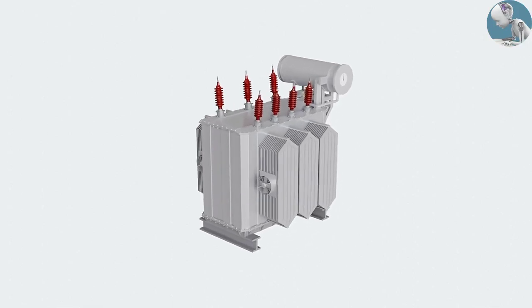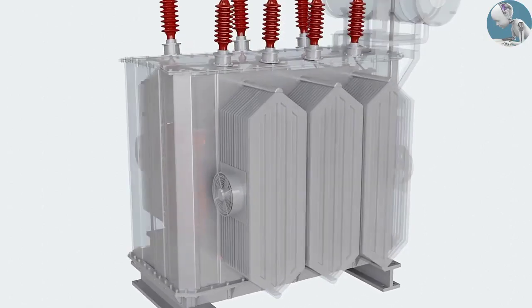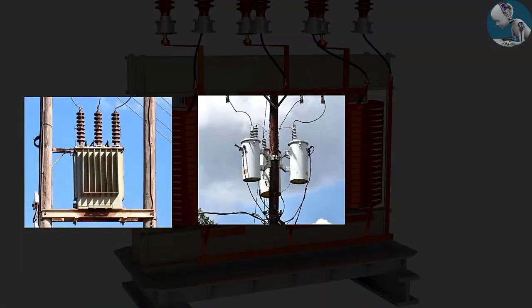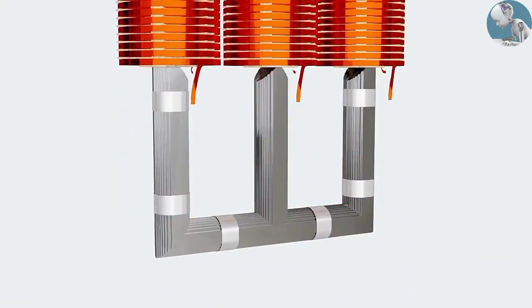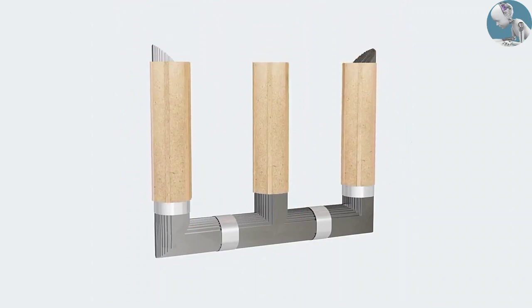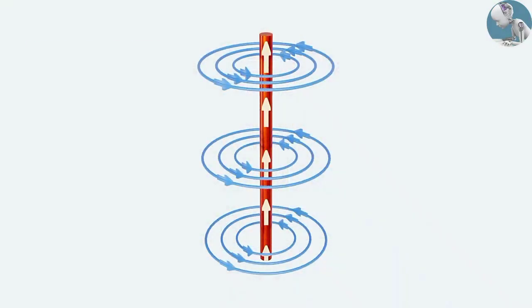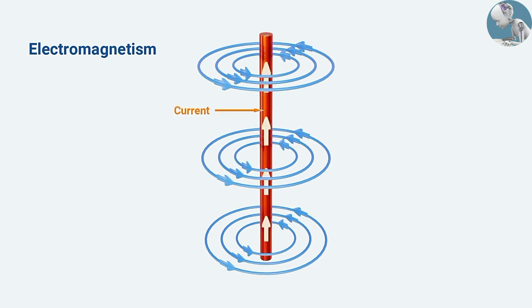A transformer is a static electrical device used to transfer electrical energy. While the size and type of transformers may vary, the basic principle of operation is the same. To understand the functioning of transformers, we have to first understand electromagnetism. When some current is flowing through a conductor, a magnetic field is produced around this conductor.